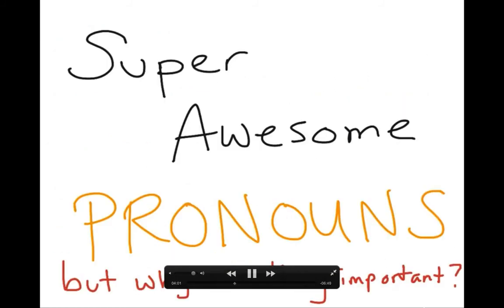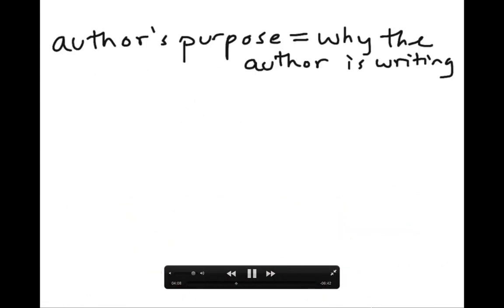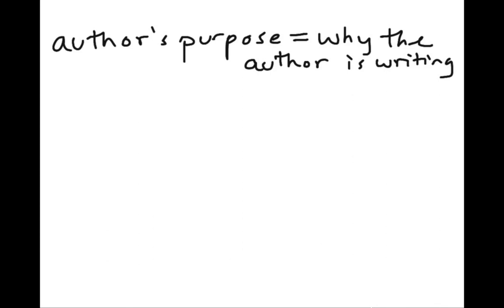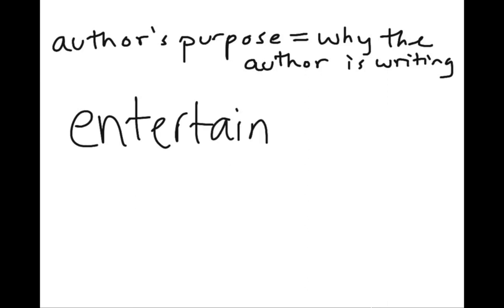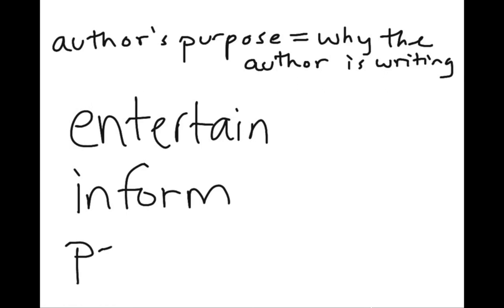So next we're going to look at how pronouns can help you tell an author's purpose. The author's purpose is why the author is writing a piece, and there are three main purposes in most writing. You can entertain, you can inform, and you can persuade. Each of these types of writing uses more of one set of pronouns than of another. So we're going to look at each of them piece by piece so you can see how to use the pronoun to figure out why the author is writing.